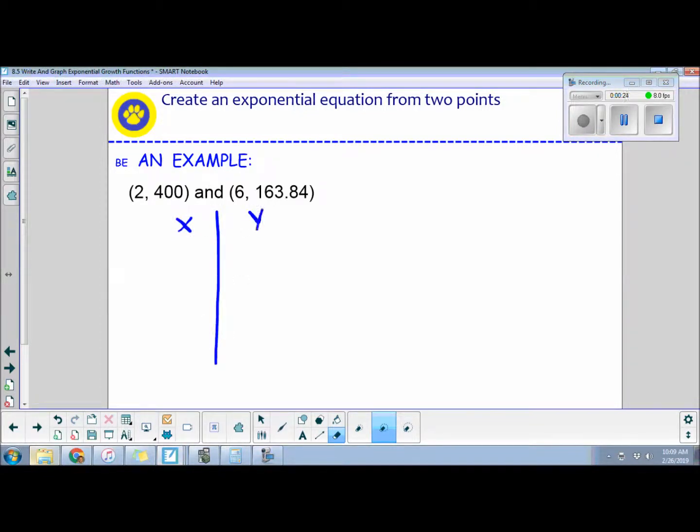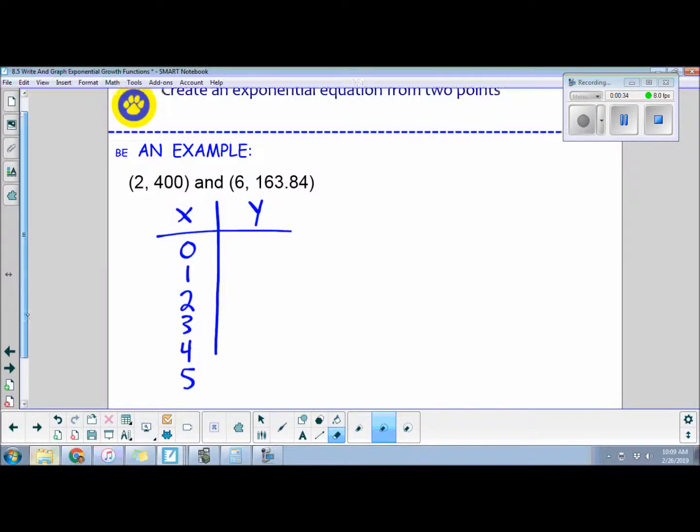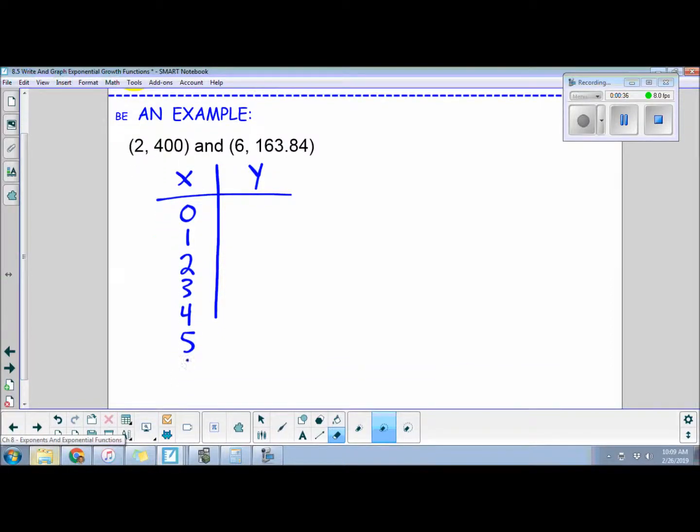Anytime that we want an equation, we want to figure out what the starting point is, so that's why I'm using the table for this strategy. So I'm going to go ahead and fill in up to 6 points since I have the point 6 comma 163.84. I'm going to fill in 2 comma 400.